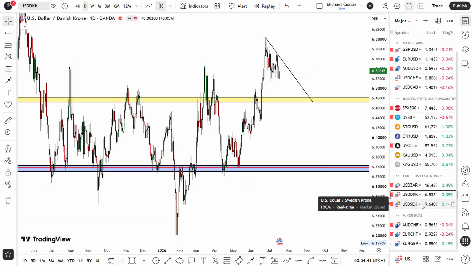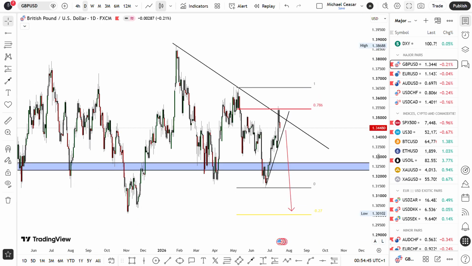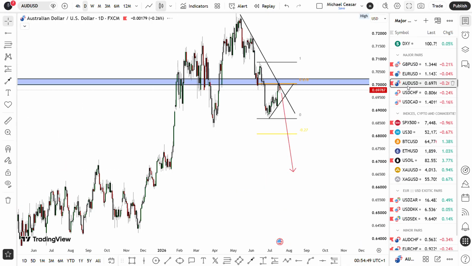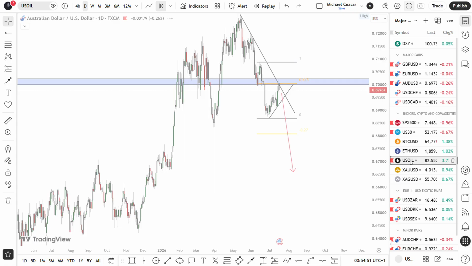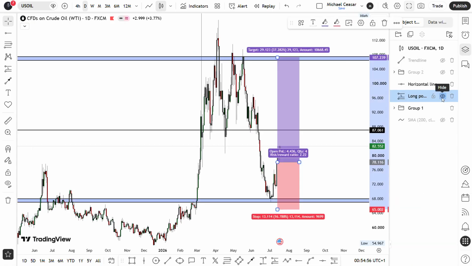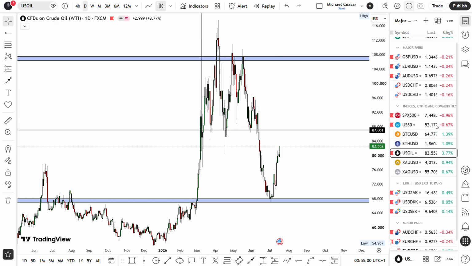So I have solid setups on Pound USD. Look at it here. Euro USD, look at it here. AUDUSD, look at it here. USOIL is already playing. So that's that for today's analysis. This is 45 minutes already.